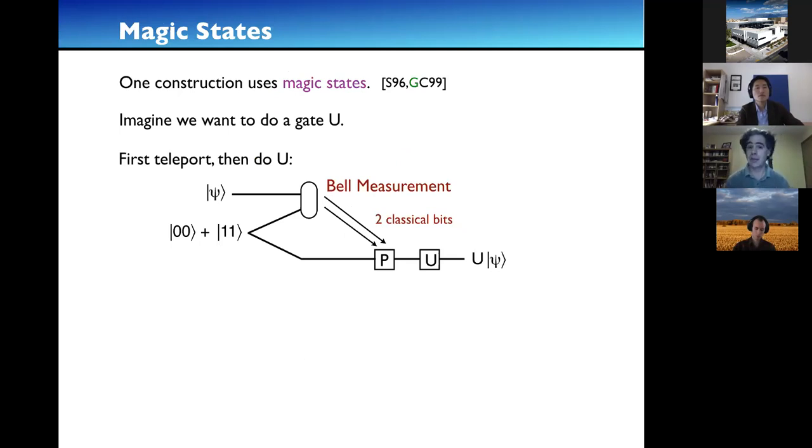The 21st century solution to this problem, which is still an ongoing concern, is using something called magic states. So how do these work? Magic states are based on an idea called quantum teleportation. So quantum teleportation, if you're not familiar with it, again, we can talk about Alice and Bob. Alice controls a qubit psi, and she wants to send this qubit psi to Bob.